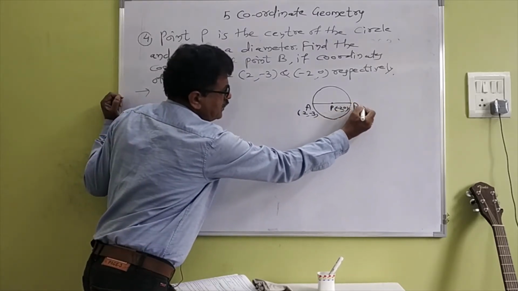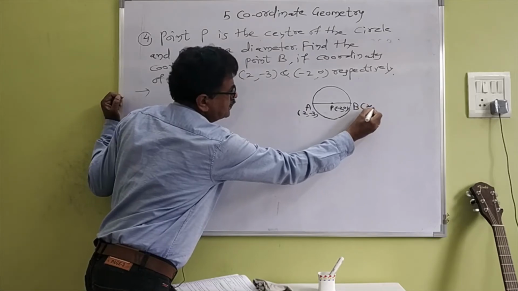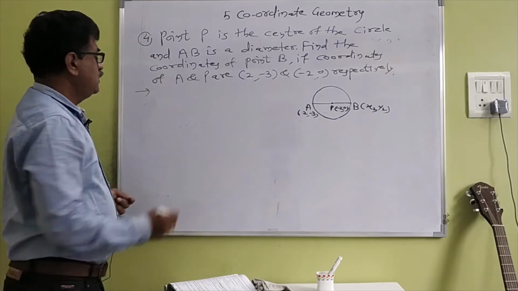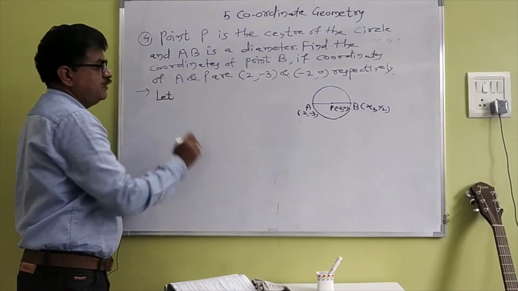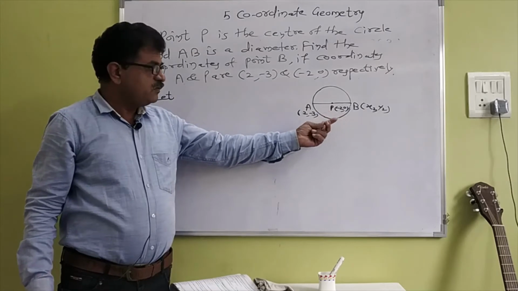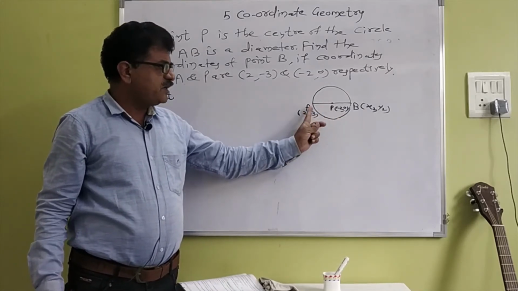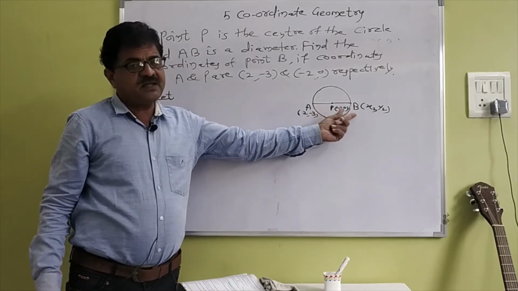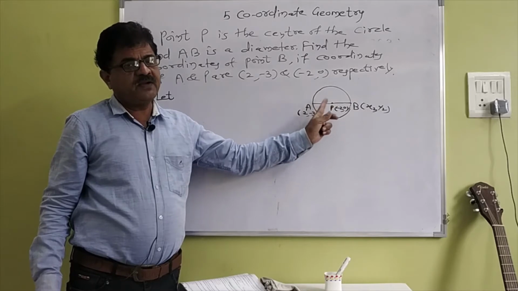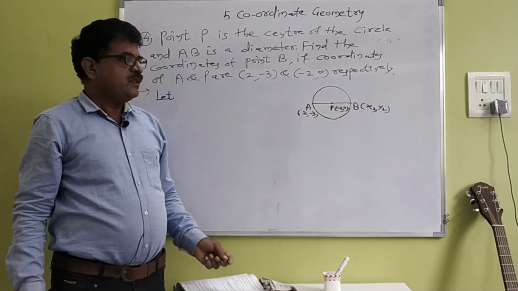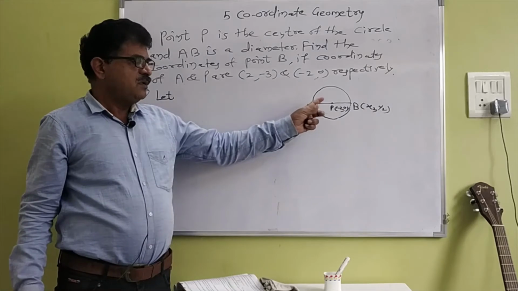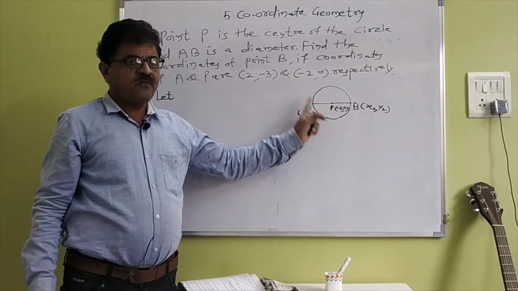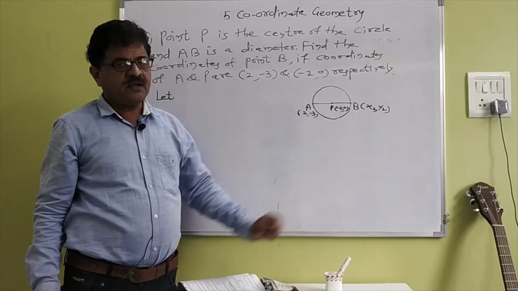Now we consider the coordinates of point P are x2, y2. From this figure, P is the center of the circle, and AB is a diameter. Therefore P is the midpoint of segment AB. Therefore by using the midpoint formula, we know the midpoint formula is x is equal to (x1 plus x2) divided by 2, y is equal to (y1 plus y2) divided by 2.